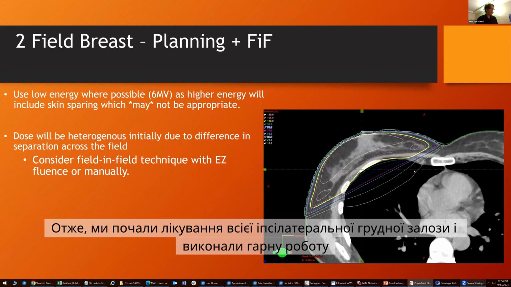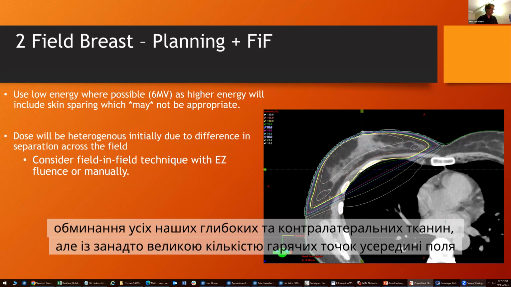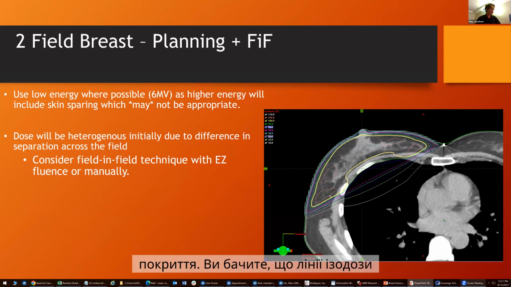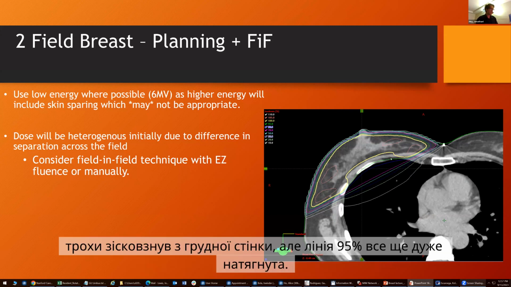So we started off treating the entire ipsilateral breast, doing a nice job of sparing all of our deep and contralateral tissues, but with too much hotspot inside of the field. After our field in field, we have lost a little bit of coverage. You can see that the isodose lines have slipped slightly off of the chest wall, but the 95% line is still very tight.